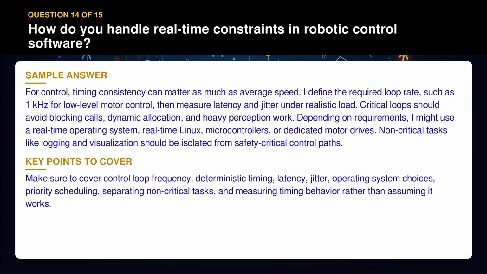Make sure to cover control loop frequency, deterministic timing, latency, jitter, operating system choices, priority scheduling, separating non-critical tasks, and measuring timing behavior rather than assuming it works.